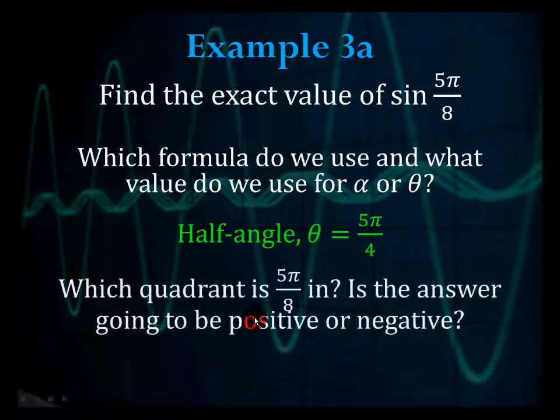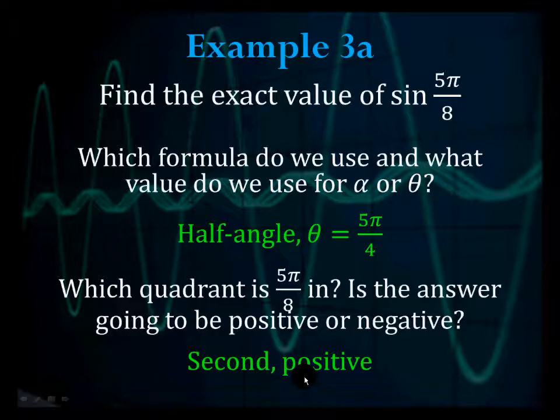So, let's continue. Now we have to figure out which quadrant 5 pi over 8 is in. And based on which quadrant, is the sine of that angle going to be positive or negative? Well, 5 pi over 8 is a little more than pi over 2, but it's less than pi. If you convert it, I'm not sure how many degrees it is, but you can figure it out. It's in the second quadrant, and therefore, the sine of an angle in the second quadrant is going to be positive.